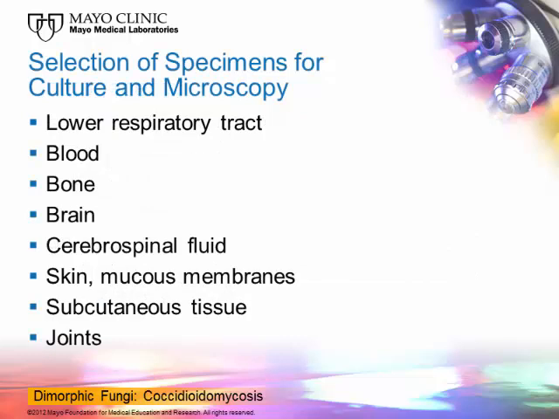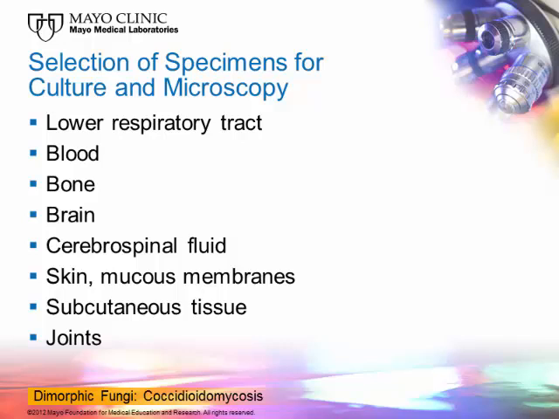What are we going to select for culture and for direct microscopic examination? Well, we have a number of sources that we can find this organism in. One's the lower respiratory tract, like most all the dimorphic fungi have, where they cause pneumonia. Most of them do, not all. We know that with Coccidioidomycosis, sepsis is a common manifestation, disseminated disease.